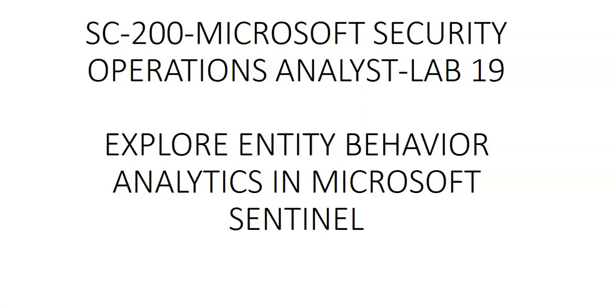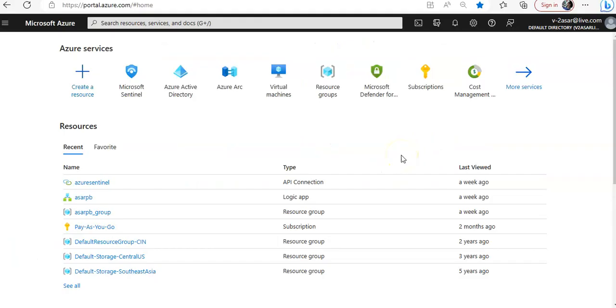Now in the previous video we have already created a scheduled Microsoft Security Analytics rule. Now we need to configure Microsoft Sentinel to perform entity behavior analytics to discover anomalies and provide entity analytics pages. To do that, let me quickly log on to the portal and take it from there. I am logged on to the portal.